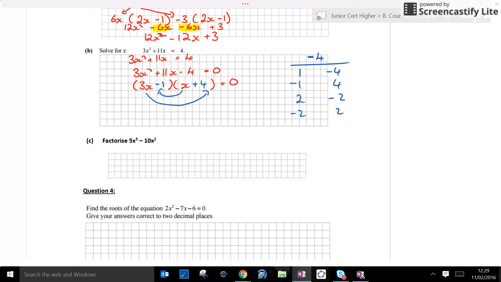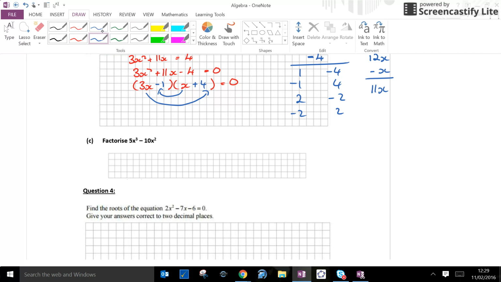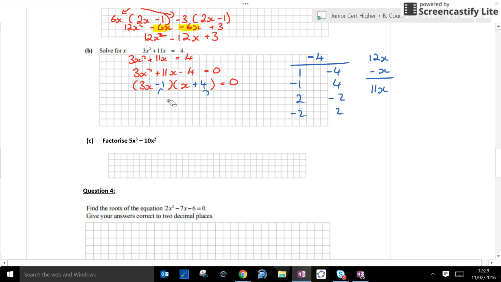And if we want to do our check, the outside terms, 3x by 4 is 12x. Inside terms multiplied by each other, minus 1 by x is minus x. We sum them, we get 11x, which is the middle term of the trinomial. Therefore, we know we are correct. Okay, so now we take each factor and let each factor equal 0 and solve for x. So we have 3x minus 1 equals 0 or x add 4 equals 0.